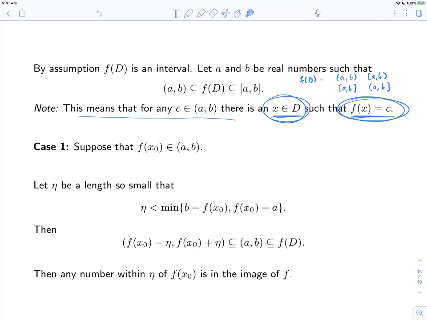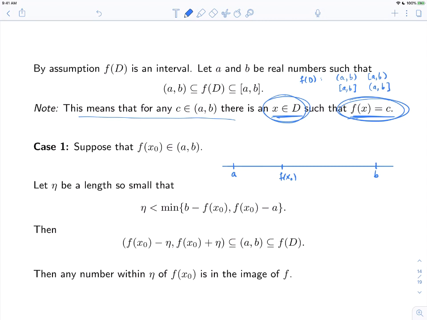Okay, so that means if we draw a picture, let's say A is here, and let's say B is here. F at x naught is somewhere in this interval. It's not A or B. It's somewhere in here. So let's just pick this point, and call that f at x naught. Now, what that means is I can necessarily find some interval that contains f at x naught at the center, which is entirely in the open interval from A to B.